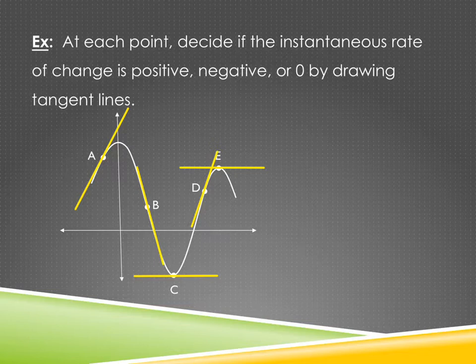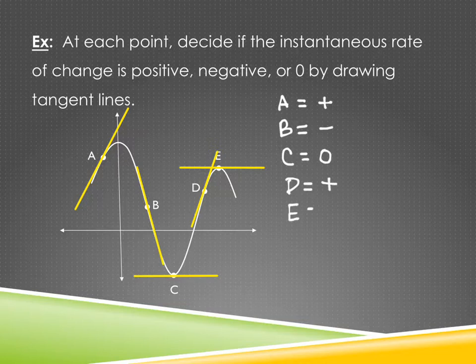Now going back to the directions of the question, it says we're going to decide if the slope, or the instantaneous rate of change is another way of putting it, is positive, negative, or 0 for each one of these lines. So we're just going to make a list. At point A, is the slope positive, negative, or 0? It's positive. At point B? Negative. It's negative, right. What about C? That one's 0. The slope is 0 for horizontal lines. D? Positive. And E? 0.